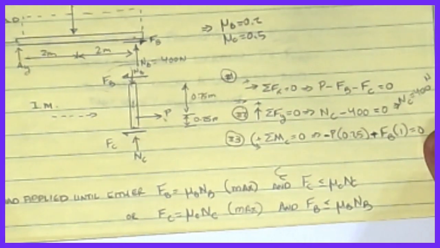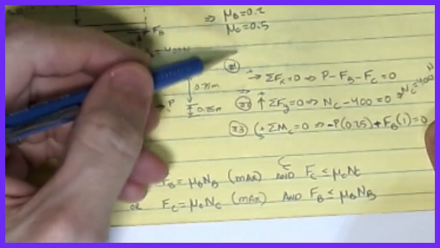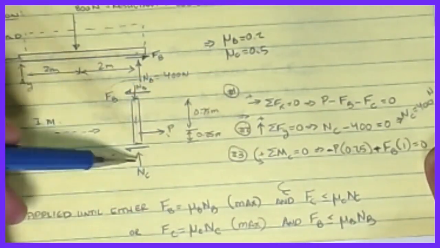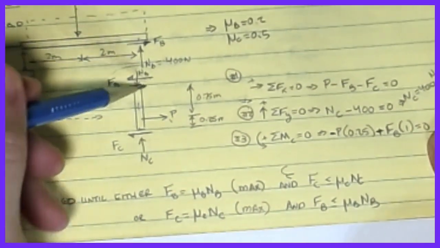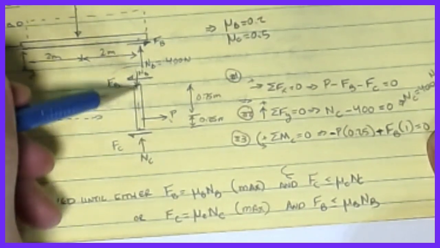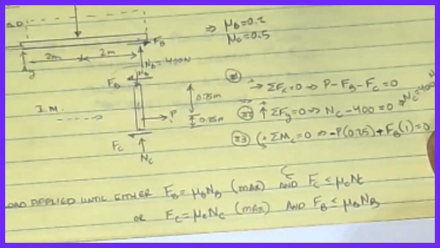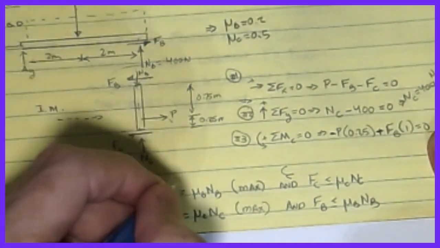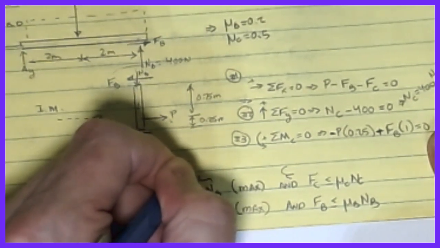Now, here's the thing. Because these friction forces have different coefficients, I don't know which one occurs first. In order for this thing to move, I have to break or exceed the frictional limits at both locations. The problem is I don't know which one is going to go first. So the two cases that exist are that FB, and again, remember this equation, is equal to mu times NB. That's FB max.